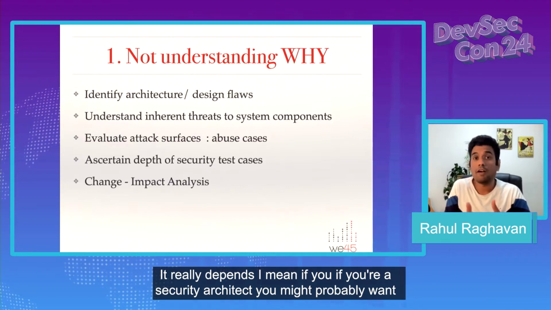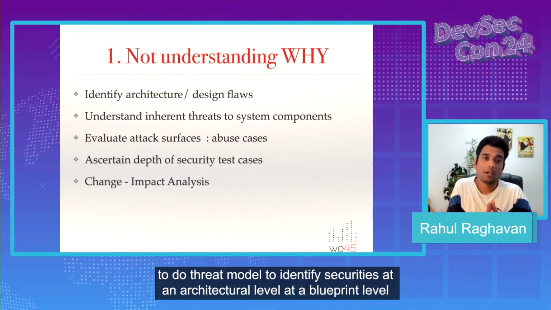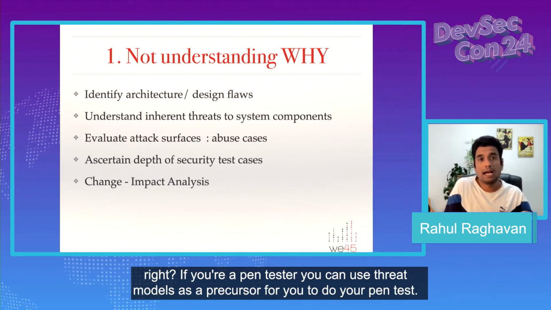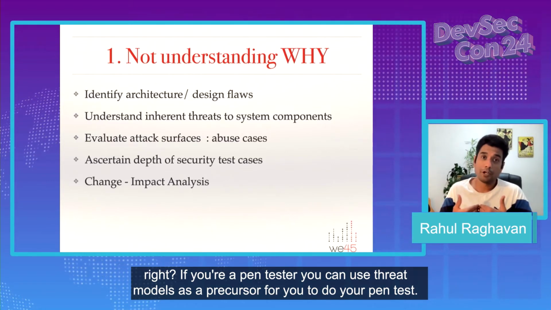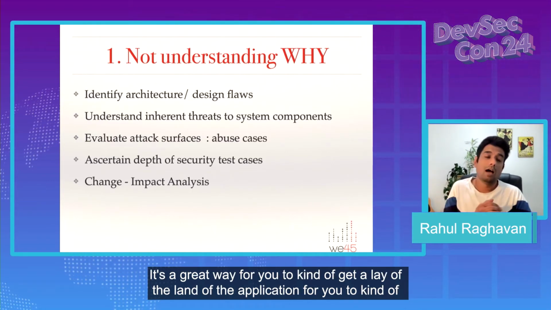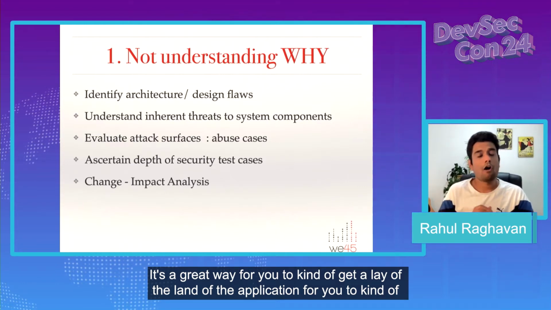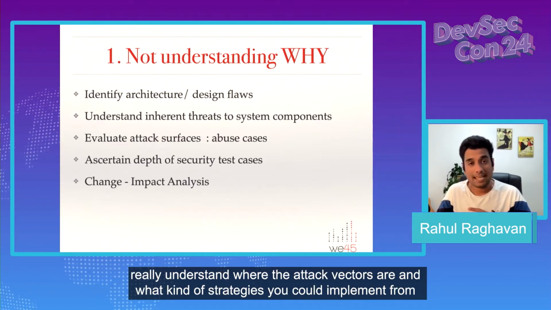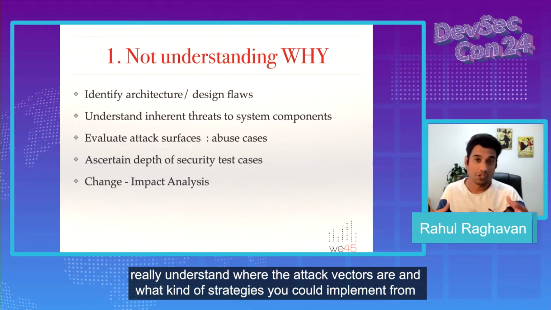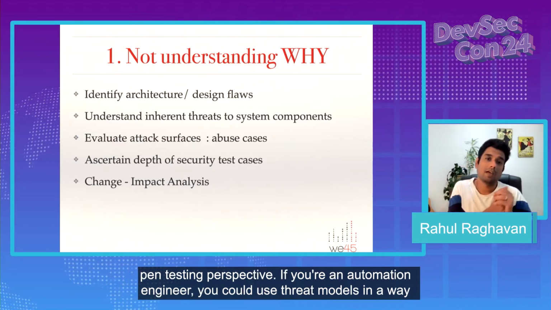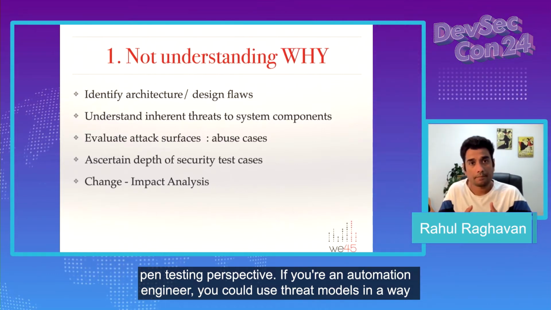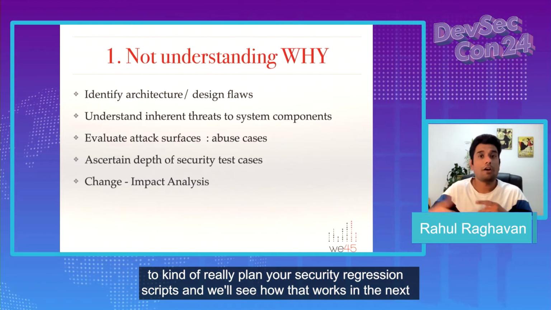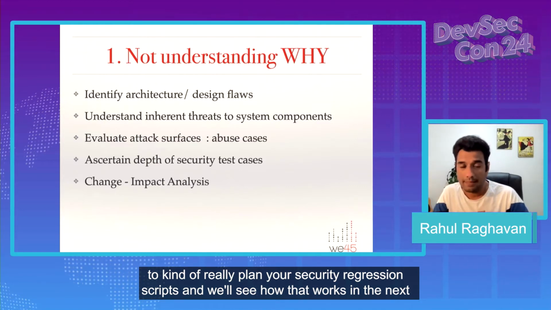If you're a security architect, you might want to do a threat model to identify security issues at an architecture level, at a blueprint level, right? If you're a pen tester, you could use threat models as a precursor to your pen test. It's a great way to get a lay of the land of the application, to really understand where the attack vectors are and what strategies you could implement from a pen testing perspective. If you're an automation engineer, you could use threat models to plan your security regression scripts. And we'll see how that works in the next couple of slides.